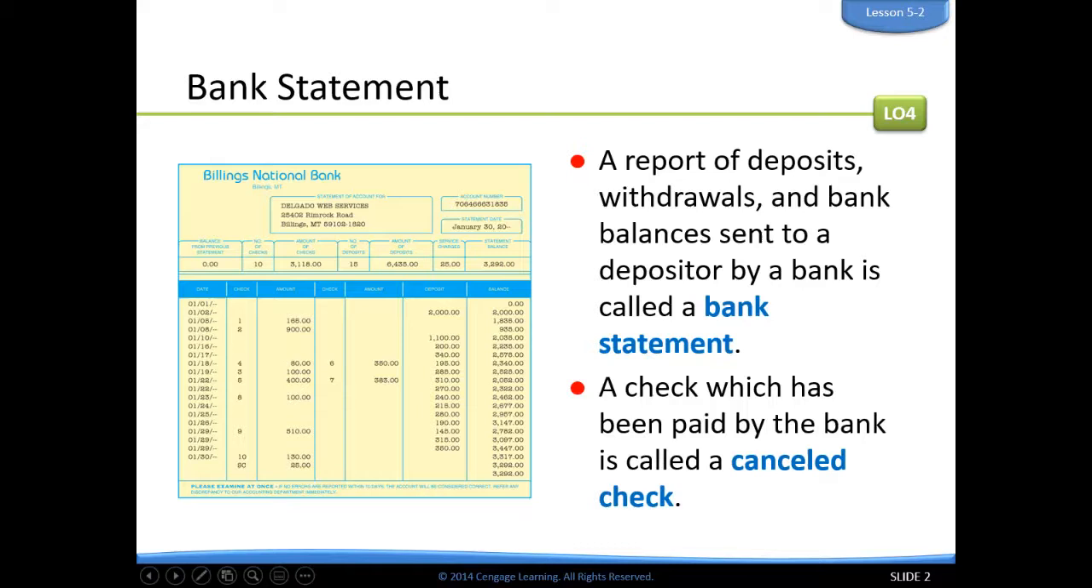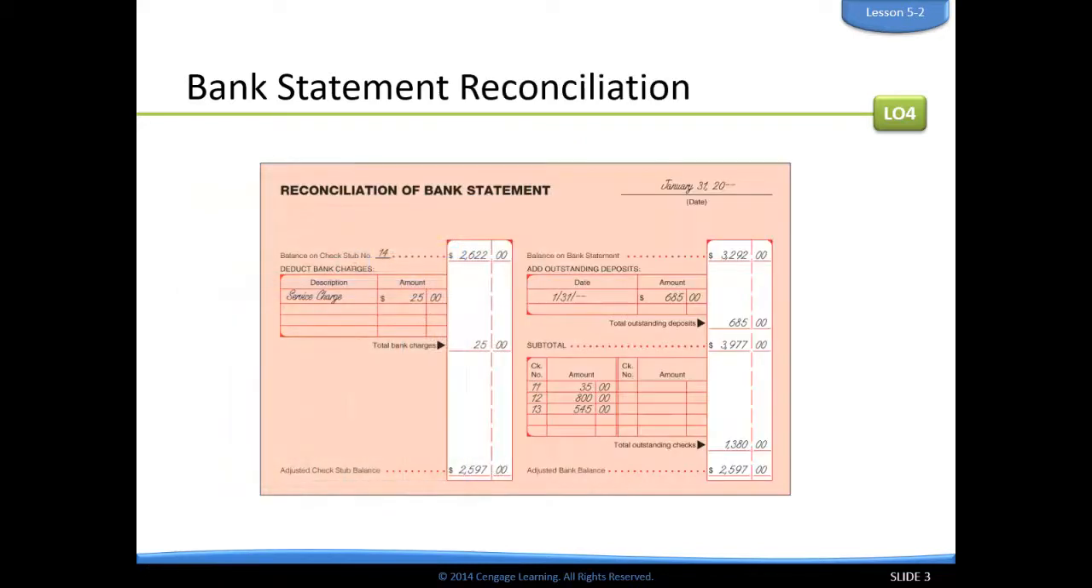Canceled check. A canceled check is not a bad check. A canceled check is a check that's gone through the process of being handed over and sent to the bank and coming through, and it's been pulled out of your account. So that's just a terminology definition: a canceled check is not a bad check, just a check that's finished the process.